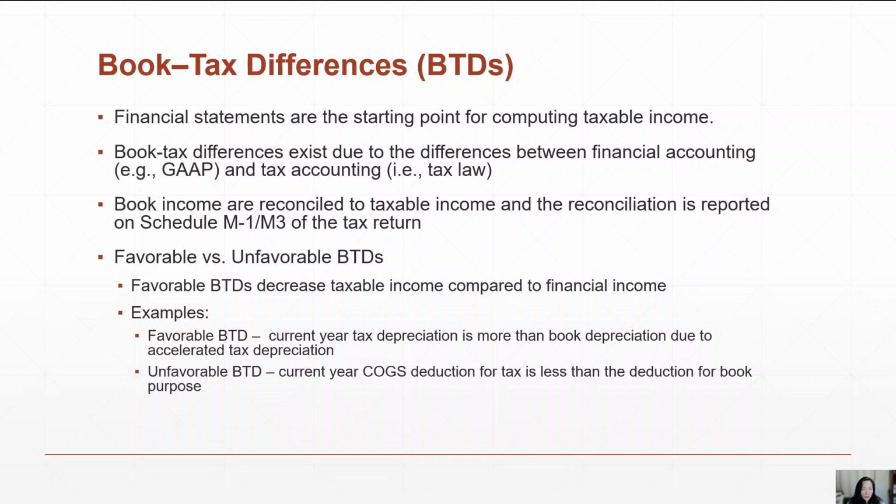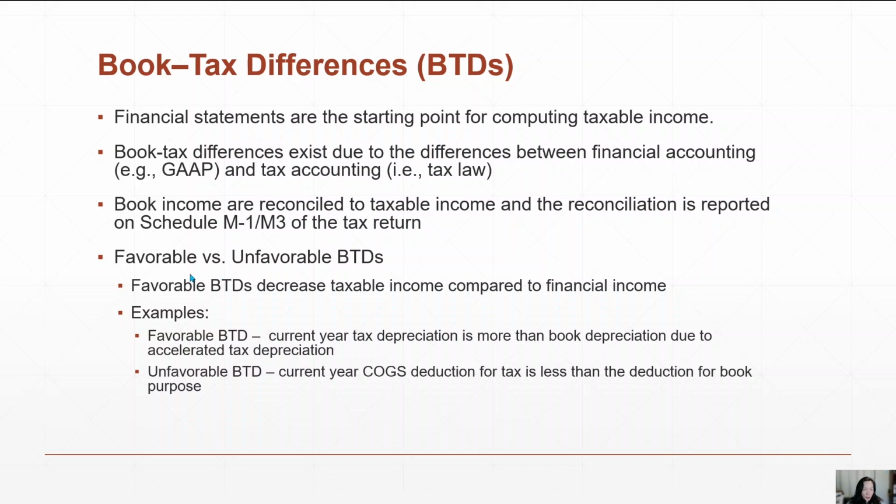So from a tax perspective, we have to understand the general treatment under GAAP, then the differences between the tax and the GAAP, to derive the taxable income. On the tax return, specifically, the book income is reconciled to taxable income, and this reconciliation has to be reported or disclosed on Schedule M-1 or M-3 of the tax return.